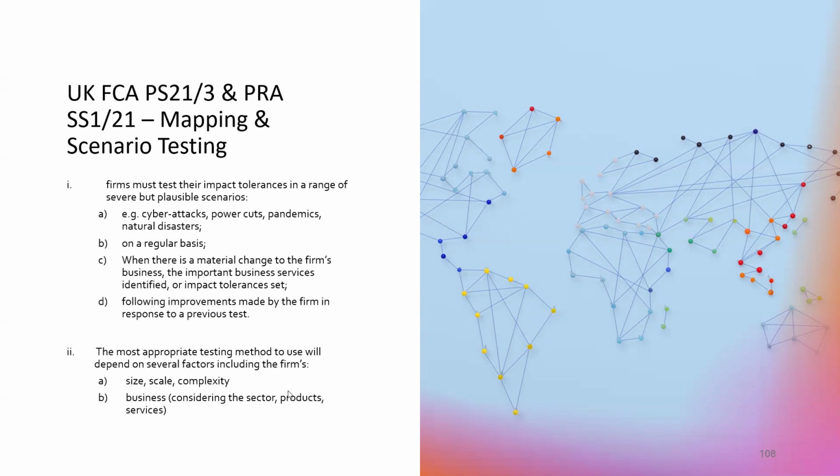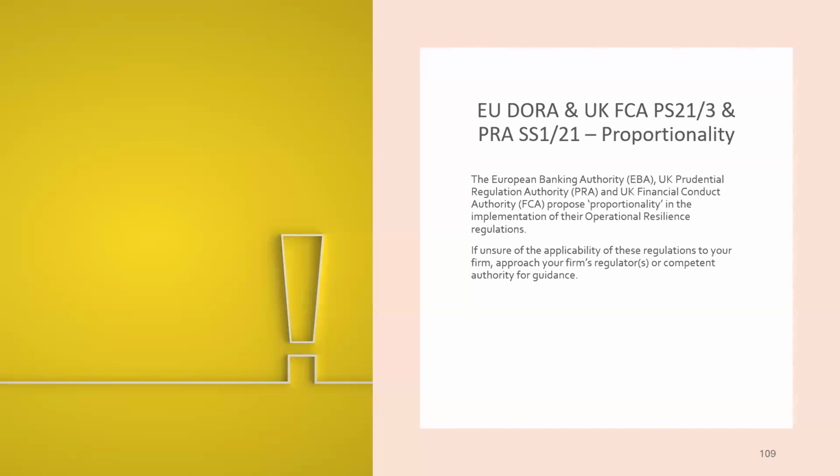Again, proportionality is important here. When we're selecting our testing method, we need to consider the size, scale, and complexity of our firms. Again, what sector do we operate in? What products do we offer? What services do we offer? So both regulators propose proportionality.